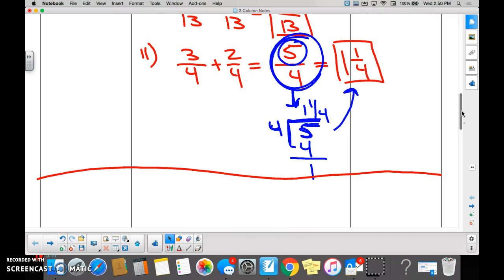Cool. Again, the very first thing we do when we're adding and subtracting fractions is we light up the denominator.